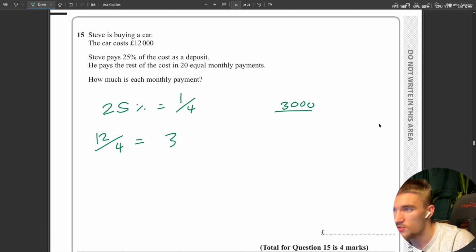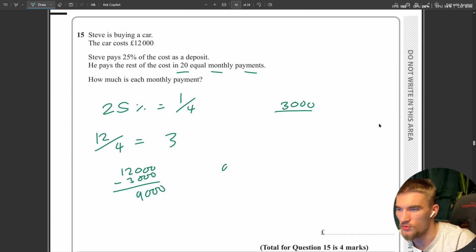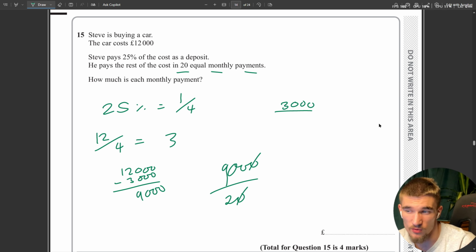So what's left? I'm going to do 12,000 minus 3,000. So what's left is 9,000, right? He pays the rest in 20 monthly payments, so I'm just going to do 9,000 divided by 20. Really fast, cancel out a 0 and a 0, because remember, you can do that whenever you're dividing. If you have zeros at the end, you can just cancel them out.